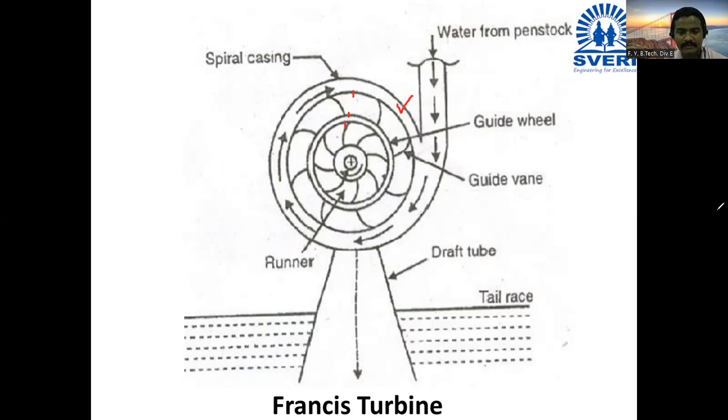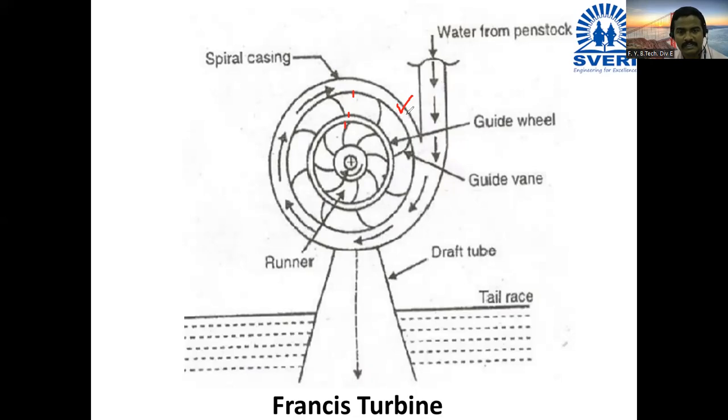This turbine is invented by Francis. Okay. So here, this Francis turbine, the construction details. There is one draft tube, tail race, then runner. On the runner, there are vanes. Number of vanes are there, equally spaced. Then there's guide vanes, guide wheel. Okay. Then there's a casing, and there's one penstock through which water is flowing.